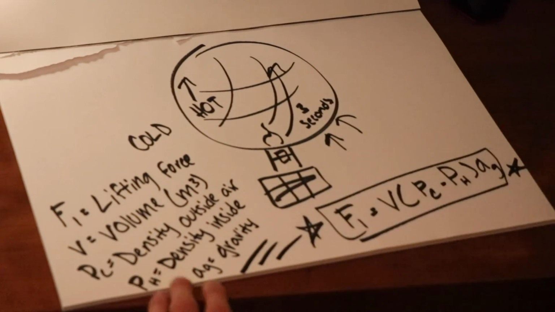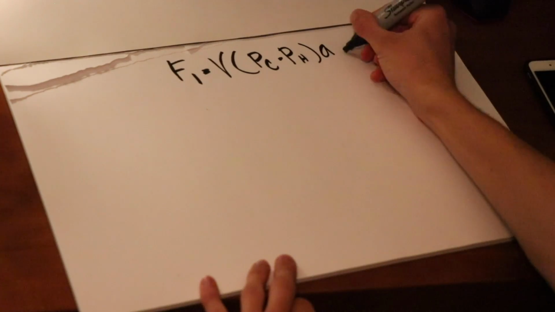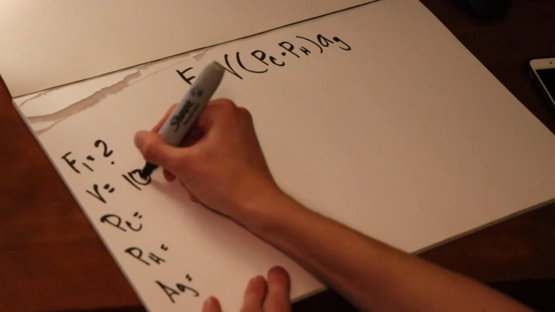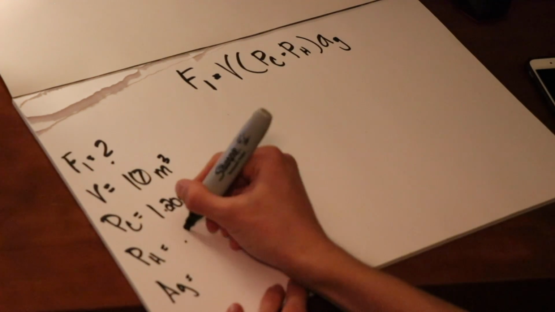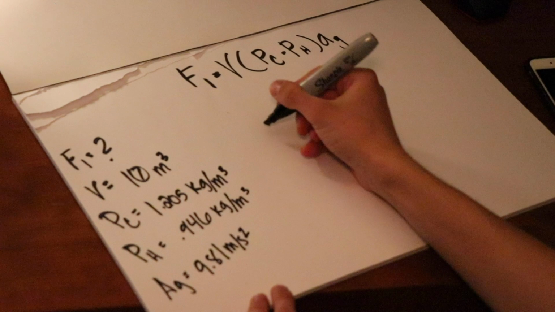Now let's do a practice problem. Let's say a hot air balloon with a volume of 10 meters cubed is heated to 100 degrees Celsius. The temperature of the surrounding air is 20 degrees Celsius. The air density at 100 degrees Celsius is 0.946 kilograms divided by meters cubed. And the air density at 20 degrees Celsius is 1.205 kilograms divided by meters cubed. Basically, we're going to plug in all of our information given, do some basic algebra, and get an answer.